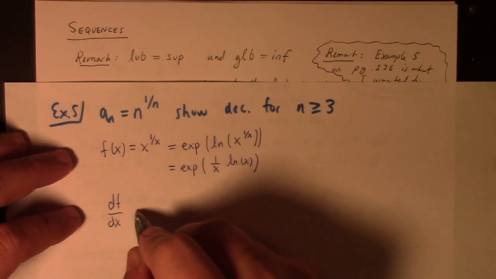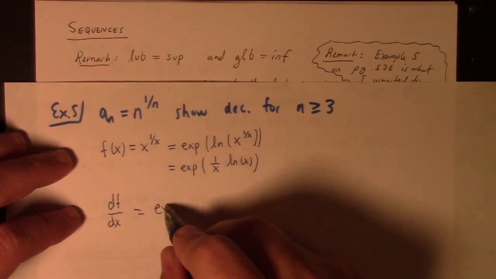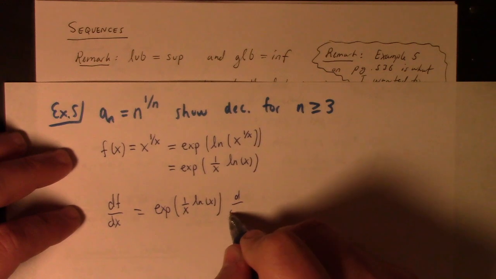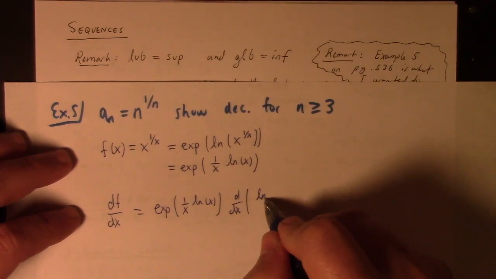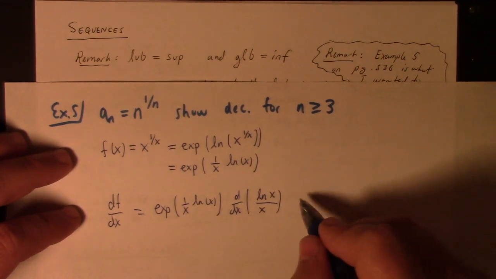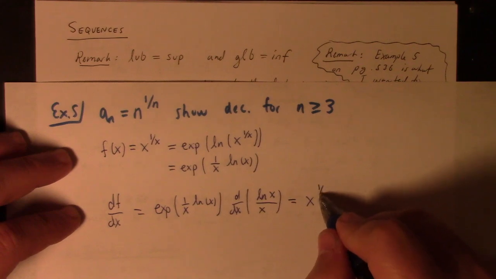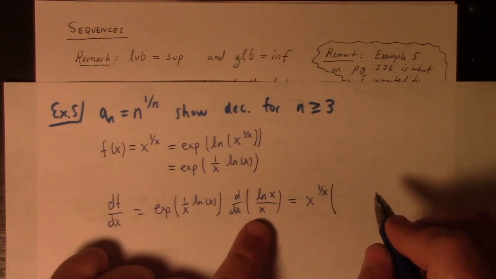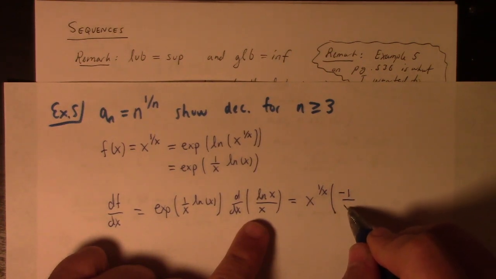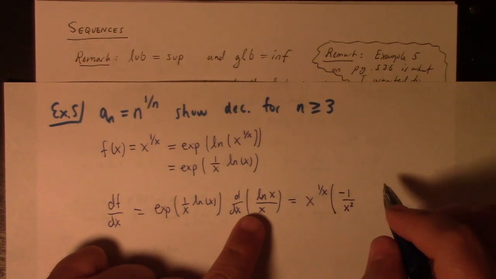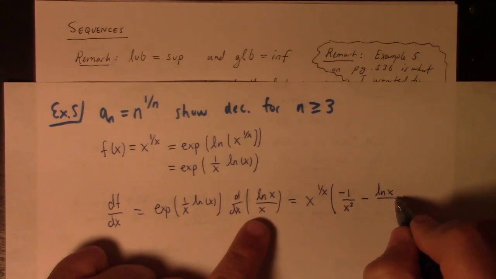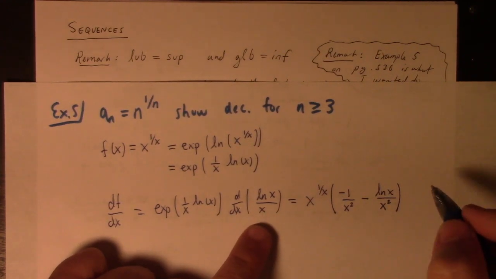And so you differentiate that. You've got exponential of 1 over x ln of x, of course, times d dx of ln x over x, by the chain rule. And, of course, the first thing is, again, just x to the 1 over x again. But this here is minus, how's it go? Minus 1 over x squared from the derivative of the log, and then, of course, minus log of x over x squared. So that's like the product rule or the quotient rule, however you want to look at it.